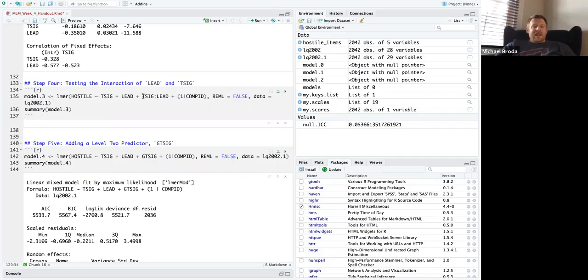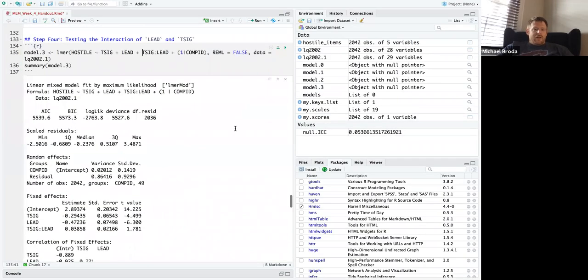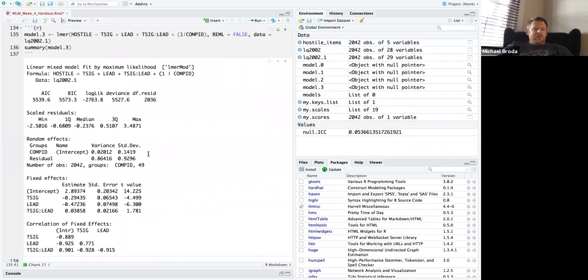So to indicate an interaction, we've talked about this in module 2, we use the colon. You can also use the asterisk. It doesn't make a big difference. So we have the main effect of T-sig, the main effect for leadership, and then the T-sig leadership interaction. Everything else stays the same. This is model.3. And down here, we get our results.